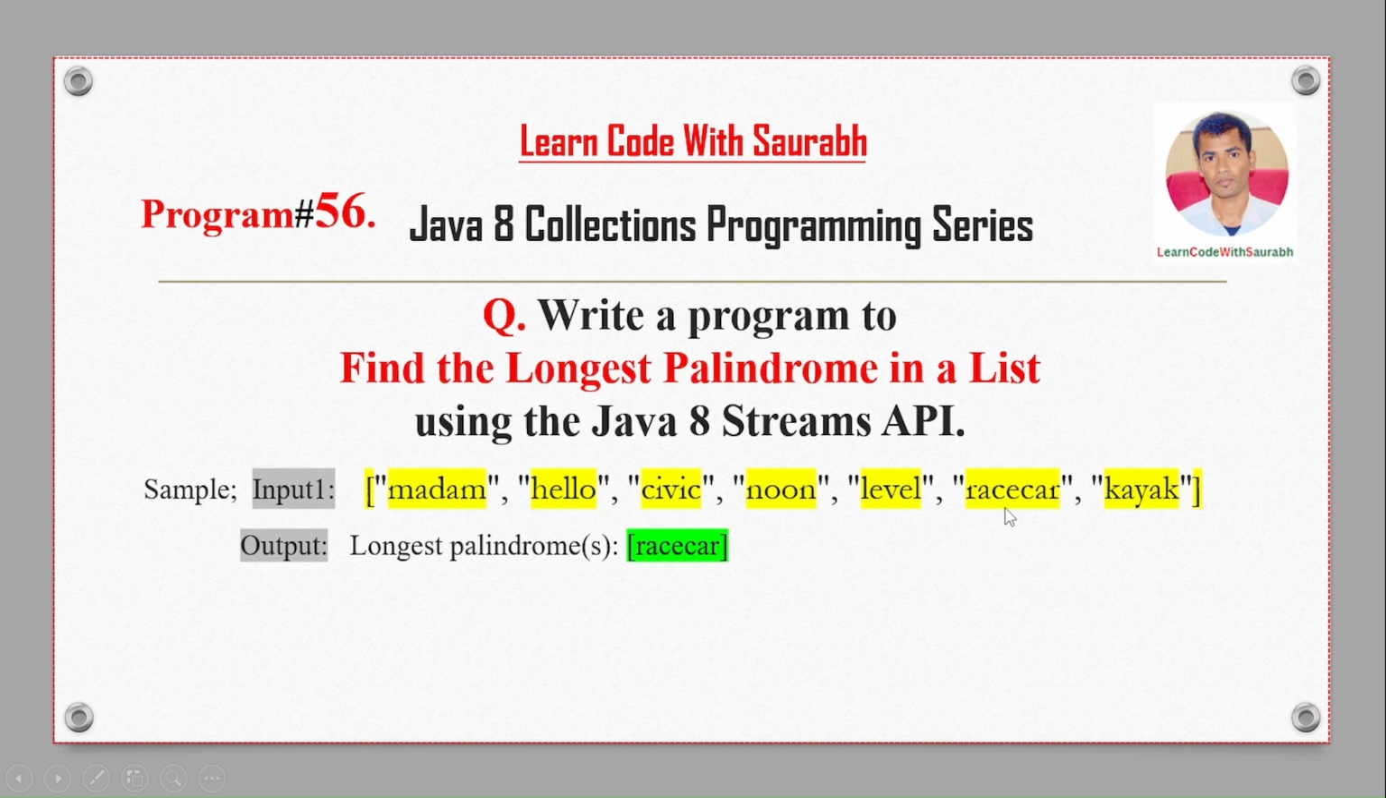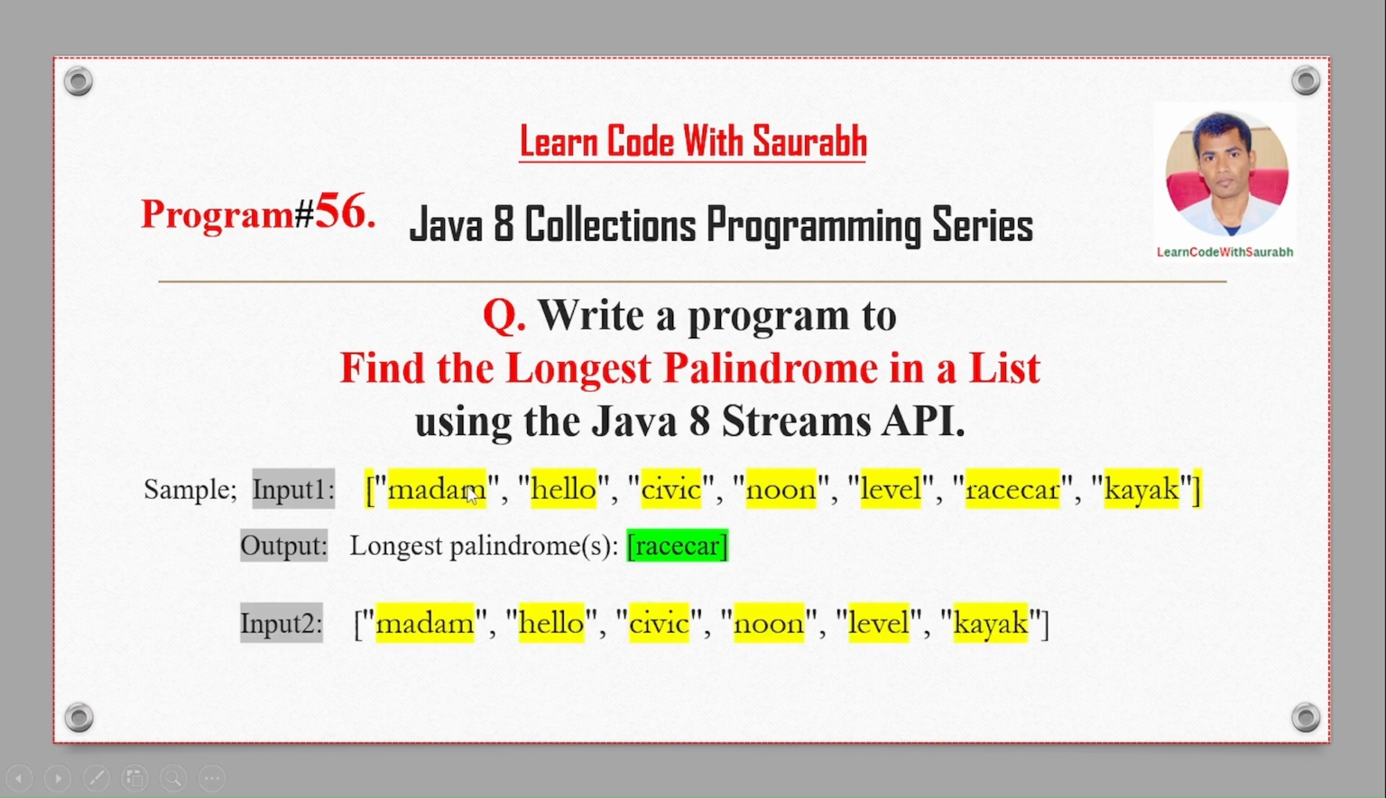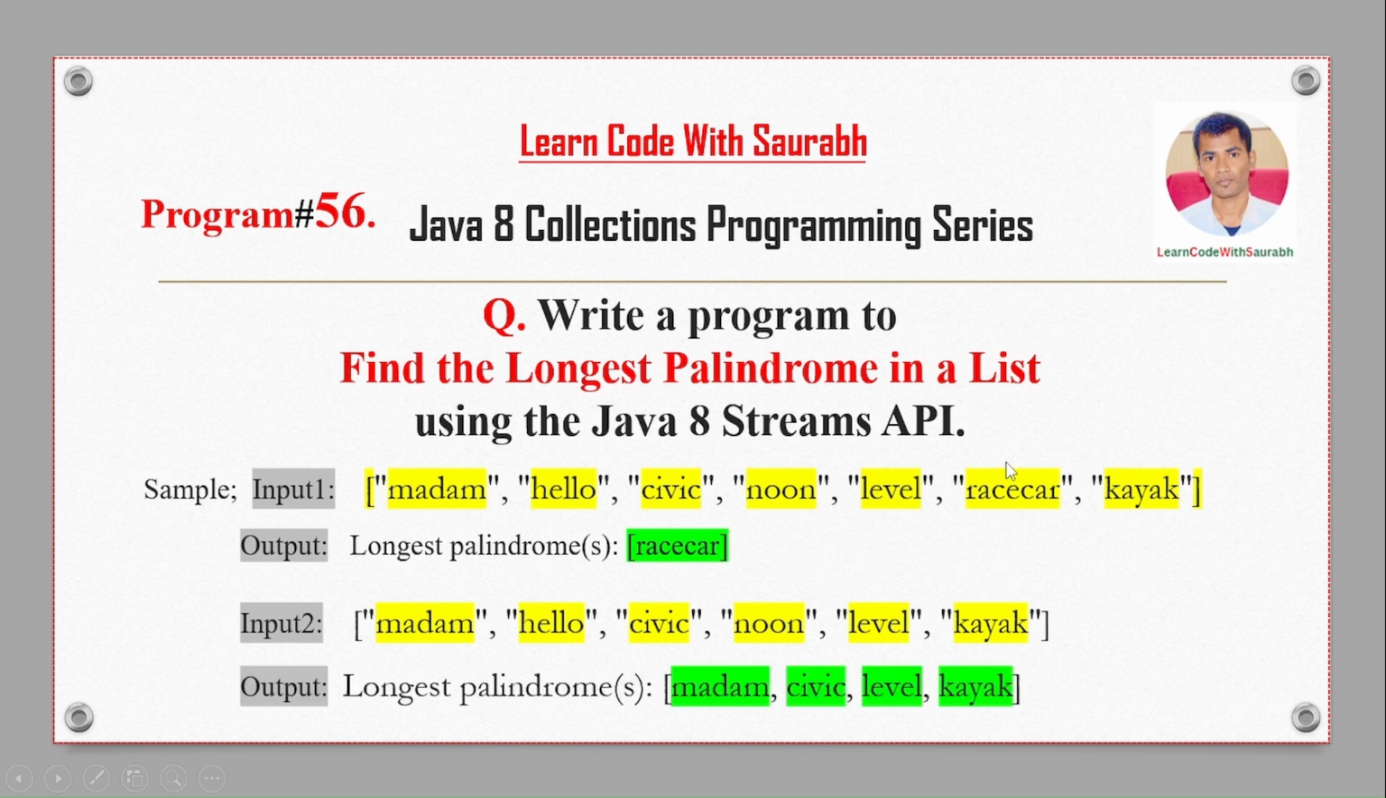For the next input, we will remove race car, so we can check what output we will get. After the simple input, you can see I just keep the same and just remove the race car. Then we will get the longest palindromes here: madam, civic, level, and kayak. So for this program, I'm going to write the logic for how we will get that output.